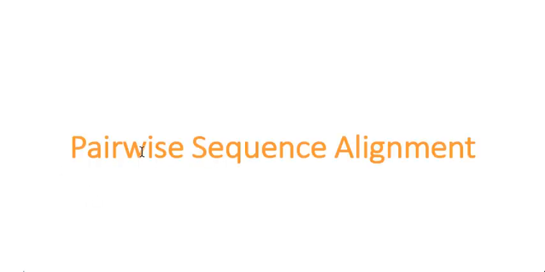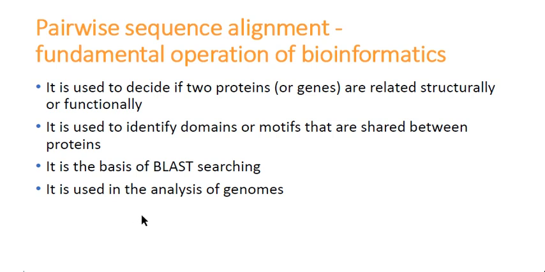Pairwise sequence alignment is a fundamental operation of bioinformatics. It is used to decide whether two proteins or genes are structurally or functionally related. Either they are structurally similar or functionally similar. It is used to identify domains or motifs that are shared between proteins. Pairwise alignment, or sequence alignment, helps in identifying the domains and motifs in the protein. It is the basis of BLAST searching. It is used in the analysis of genomes.